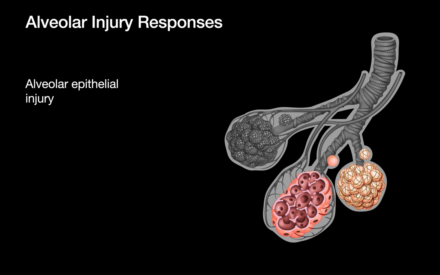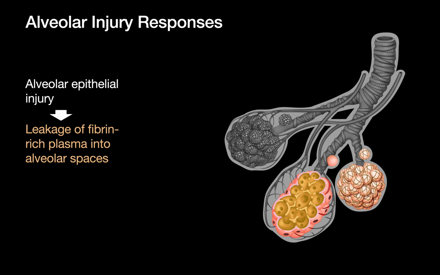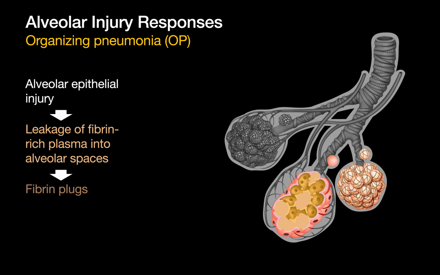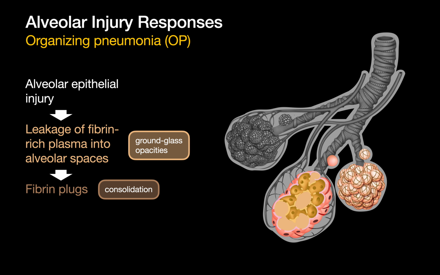In some patients, injury to the alveolar epithelium may occur, which triggers leakage of fibrin-rich plasma into the alveolar spaces, followed by fibroblast proliferation forming fibrin plugs in a disorder we label organizing pneumonia, or OP. In OP, the fibrin-rich plasma in the alveolar spaces contributes to the appearance of ground glass lung opacities on CT, while the fibrin plugs contribute to the appearance of consolidation. OP is often reversible with corticosteroids.